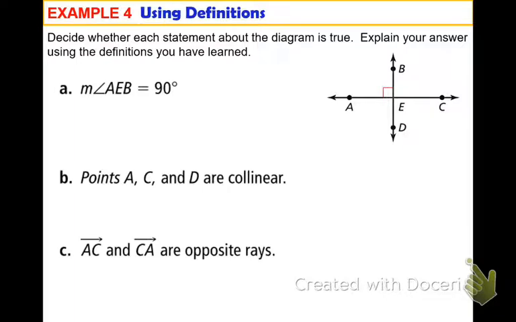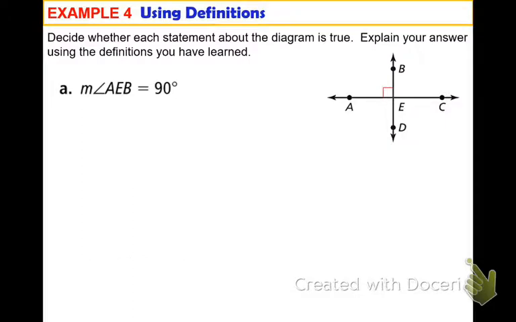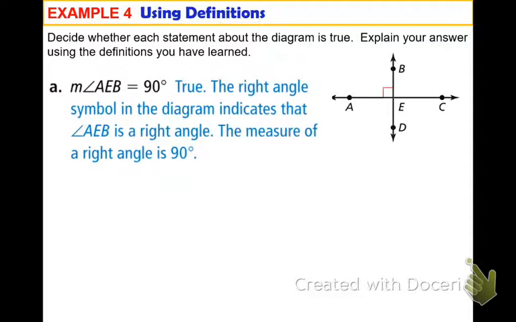Decide whether each statement about the diagram is true. Explain your answer using the definitions you have learned. Here's not a good reason: because it looks like it. No. You have to explain why, explain the definition. So let's look at the first. The measure of angle AEB is 90 degrees. Do we agree? Yes. Why do we agree? Okay, but that box is not called a box, remember. It's the right angle symbol. So this is true because of the right angle symbol. We call it a box because we like to dumb things down, which is not bad, but the technical definition would be the right angle symbol.